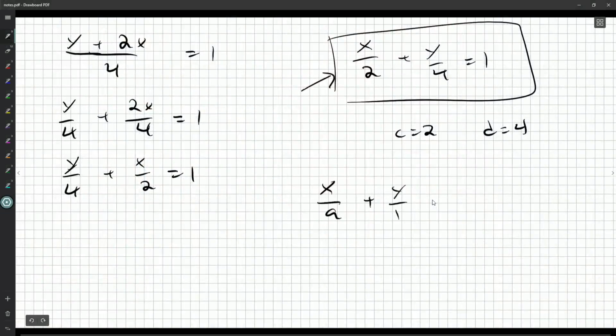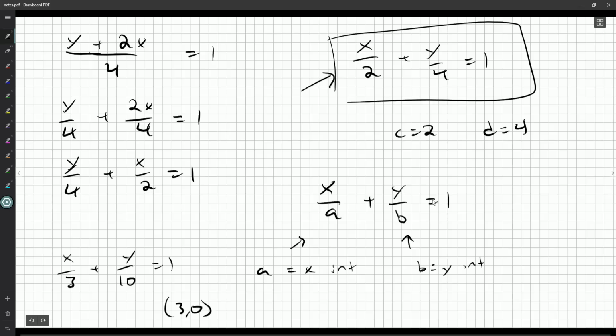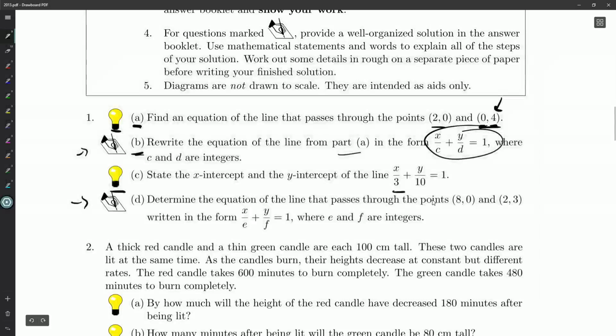anytime you got a line in this form, and this form is unique, whatever the A is, that's the x-intercept, and whatever the B is, that's the y-intercept. And so what's the one that they're talking about? x over 3 plus y over 10 equals 1. So (3, 0) is the x-intercept, and (0, 10) is the y-intercept. So that's a fast way to get an answer there. Okay. Just double checking our equation.